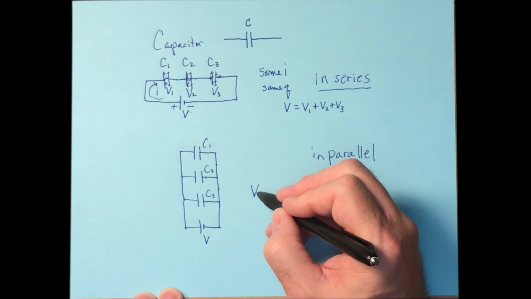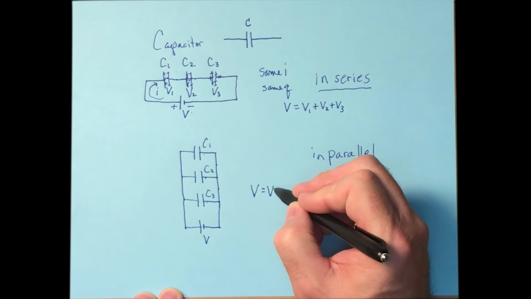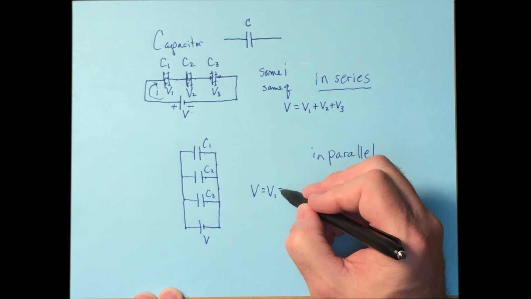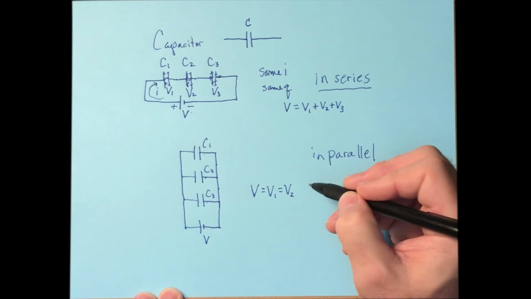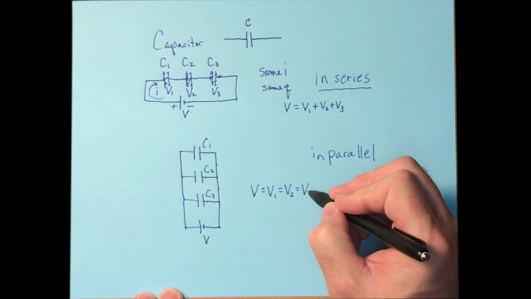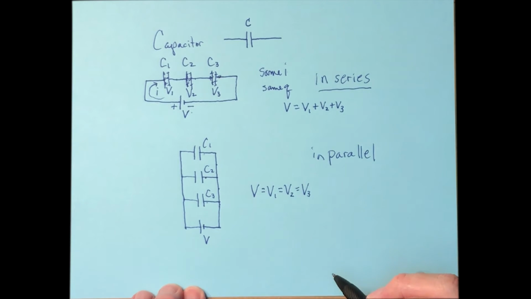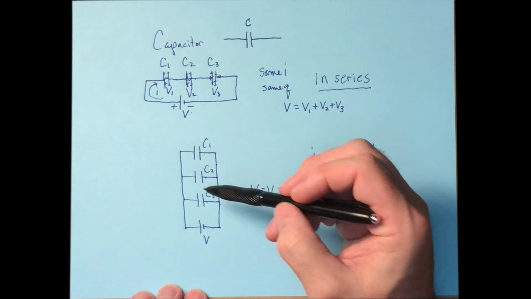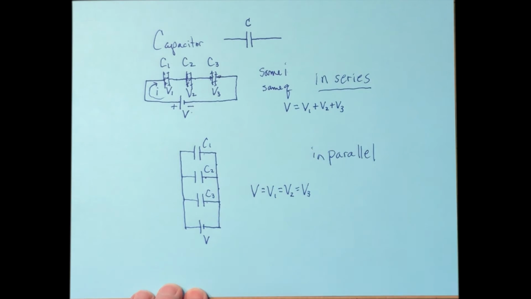So the voltage total is the same as the voltage across capacitor 1, and that's the same as the voltage across capacitor 2, and that's the same as the voltage across capacitor 3. So the potentials, or voltages, across each of these is exactly the same. They all have the same voltage. All right, well, what does that mean for currents or for charges?